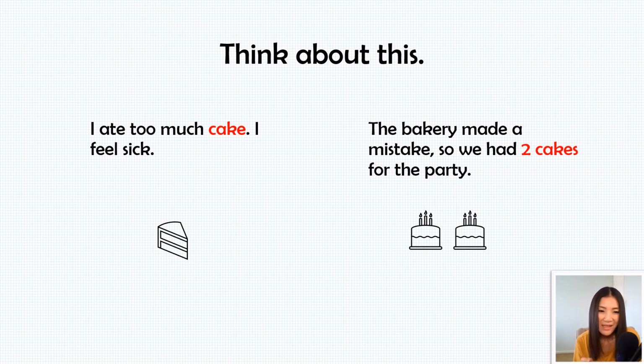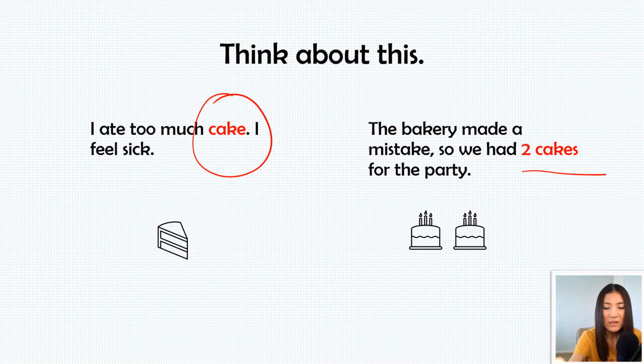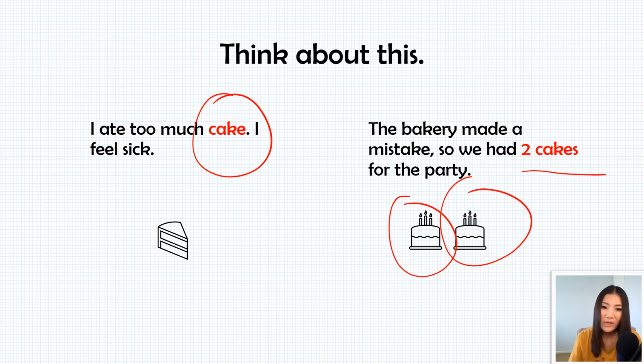I lied. This actually is my last example. On the left, it says, I ate too much cake. I feel sick. So here, the word cake is a non-count noun, right? Just like the word bread, I ate too much bread, it's a non-count noun here. On the right, I'm being more specific. The bakery made a mistake, so we had 2 cakes for the party. Here, I have 2 whole cakes for the party. So depending on the context and what you're trying to say, the noun will go from non-count to count.